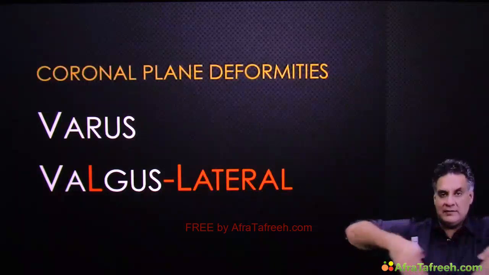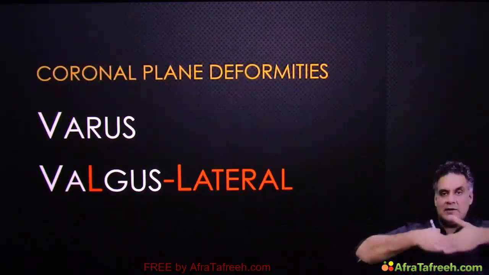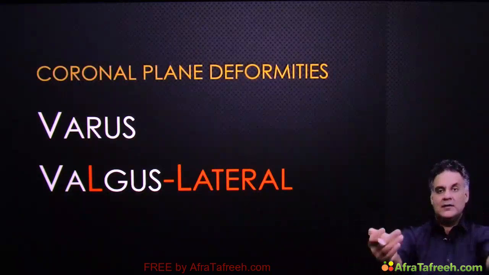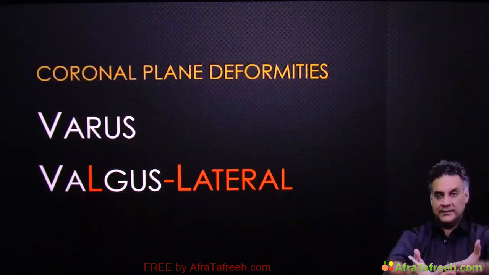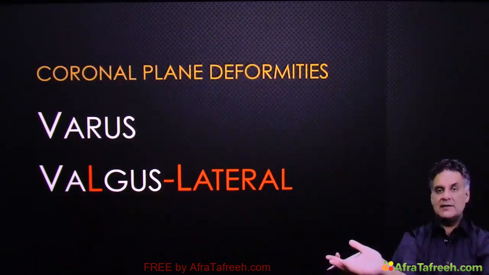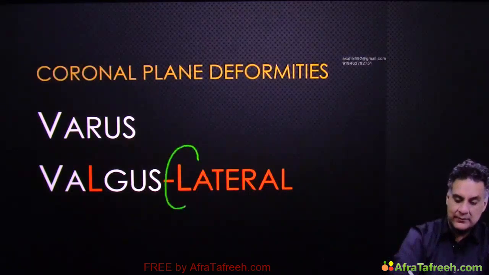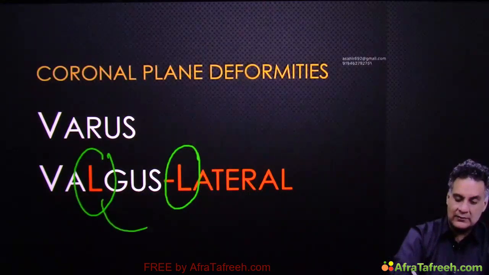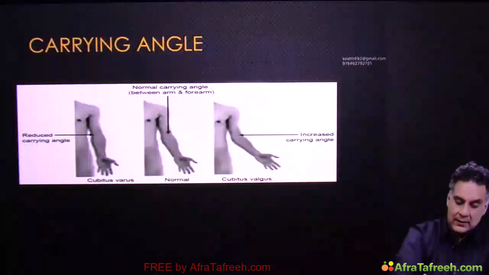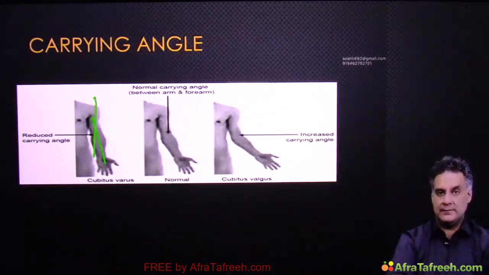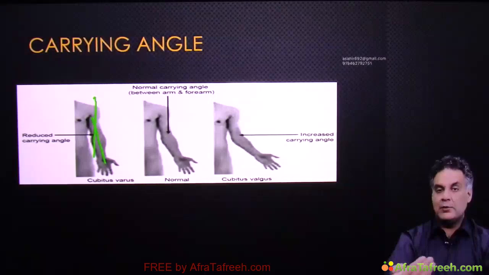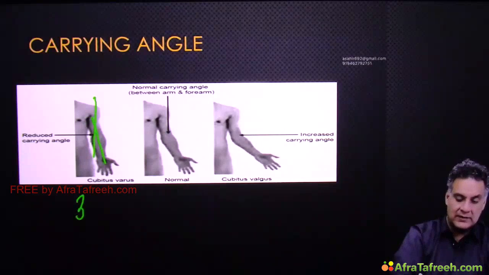Coronal plane deformity. This is coronal plane, this is sagittal. Coronal plane deformity. When your limb distal to a joint goes towards the midline, it's varus. And when the limb goes lateral, it's valgus. Valgus, there is an L. So it goes lateral. Look at this. The angle between the arm and the forearm is called as a carrying angle. Carrying angle is more in females than the males. The range of carrying angle goes from 3 degrees to 11 degrees.